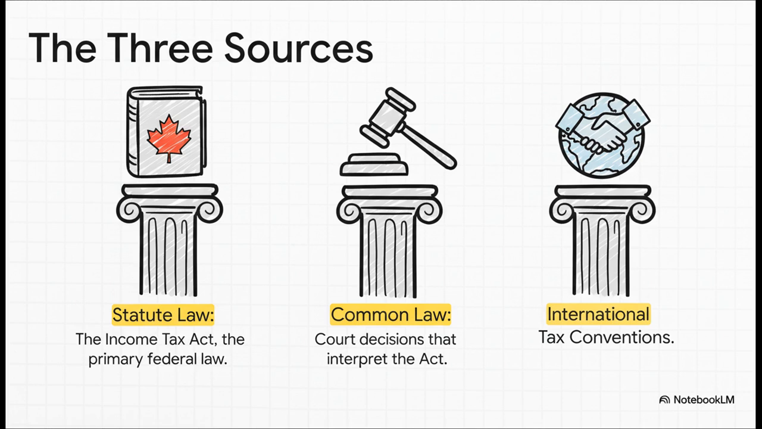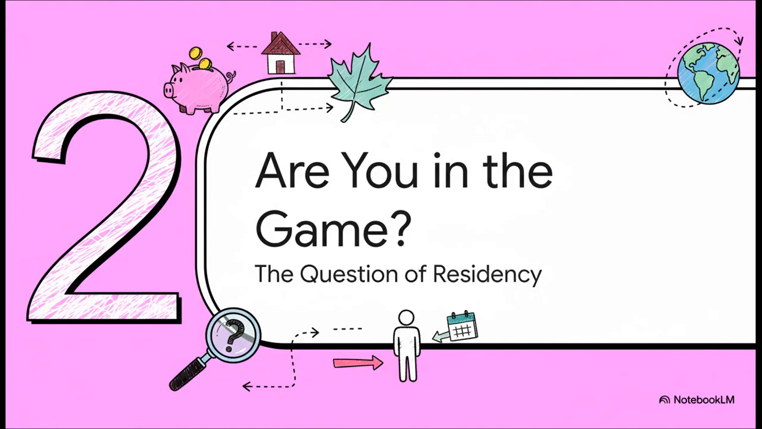And finally, our third pillar, international tax conventions. These are basically treaties with other countries, and they're super important because they stop people and companies from getting taxed twice on the same income, once here in Canada and once somewhere else. Okay, so now that we know the rule book, let's get to the first big question. Are you even in the game? Right? The Canadian tax system doesn't apply to every single person on the planet. So the first, most critical step is figuring out who's required to play.